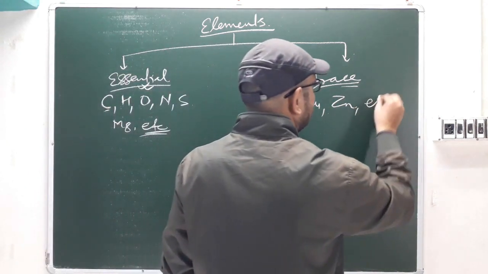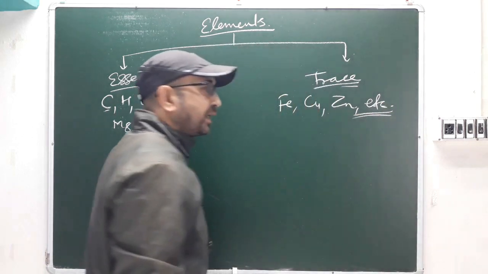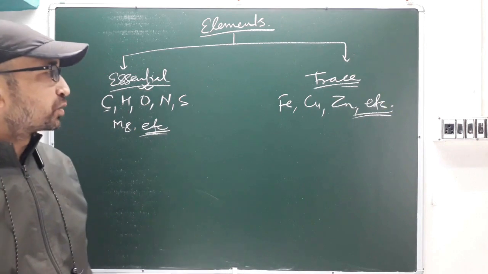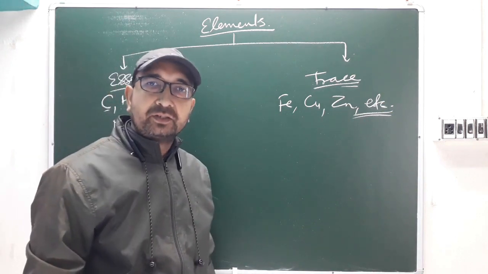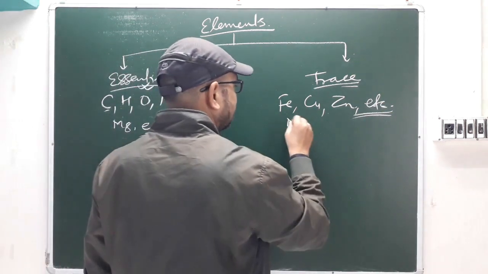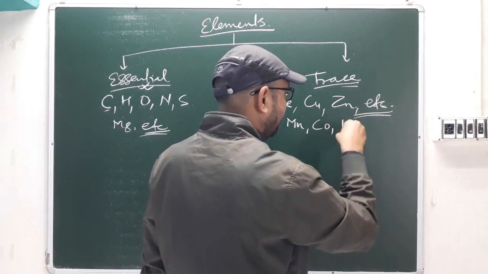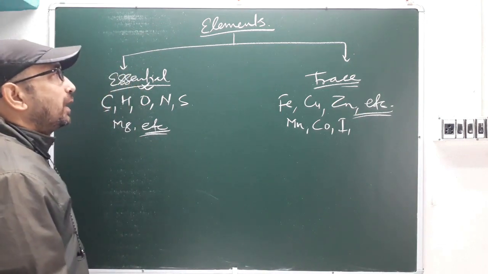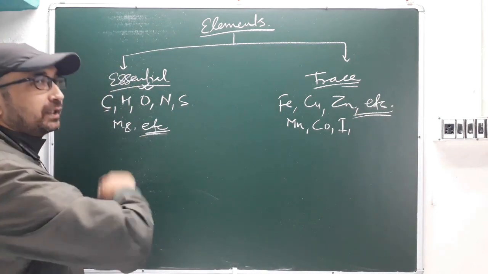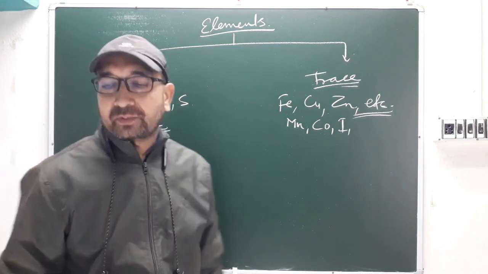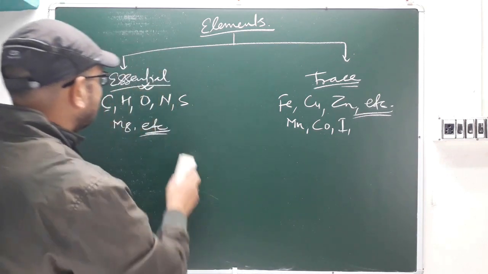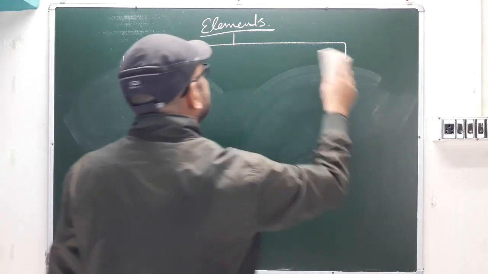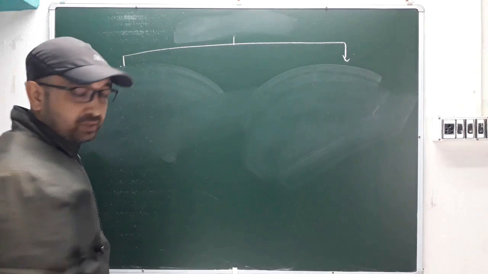There are many, etc. I think 5 or 6 heavy metals are required for body functioning: iron, copper, zinc, manganese, cobalt, and iodine. These are the trace elements which we need. Now this is the classification based on essential and trace elements. We have one more type of classification, based on the metal, that is, which heavy metal is present in the active site. Based on that we will classify.